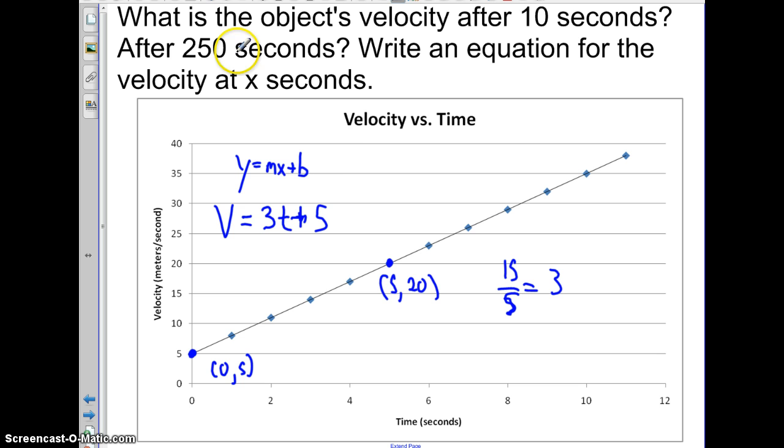So if I said, okay, what's it at 250 seconds? All you have to do is plug in 250 for time. So the velocity at 250 seconds would be 3 times 250 plus 5. 3 times 250 is 750, plus 5 is 755 meters per second. So you can use this to figure out the velocity at any time, right? At x seconds, it would be 3x plus 5. And we just use that equation for a line.